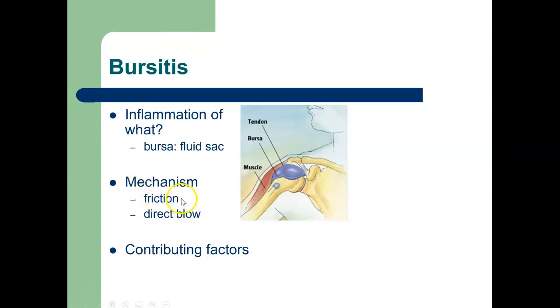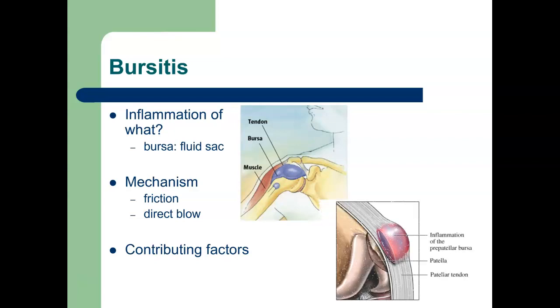This friction one is more of a chronic one, as opposed to a direct blow, an acute traumatic blow that ruptures the bursa. So just think about your water balloon rupturing, especially in the superficial ones. Here's another example. Here's your patellar tendon. On top of your knee, there's this little bursa sac that helps reduce the friction of the tendon going over the bone. And yeah, it can be ruptured pretty easily.